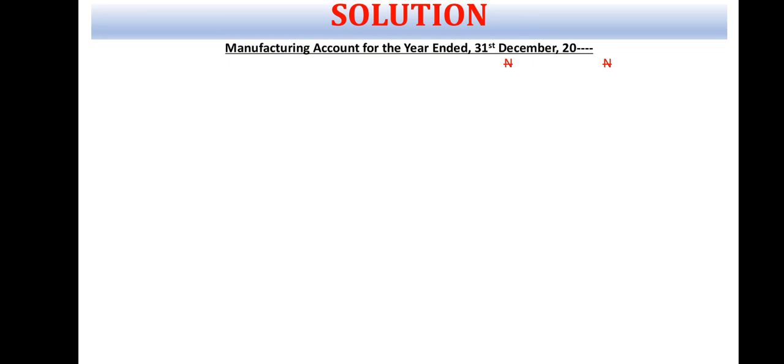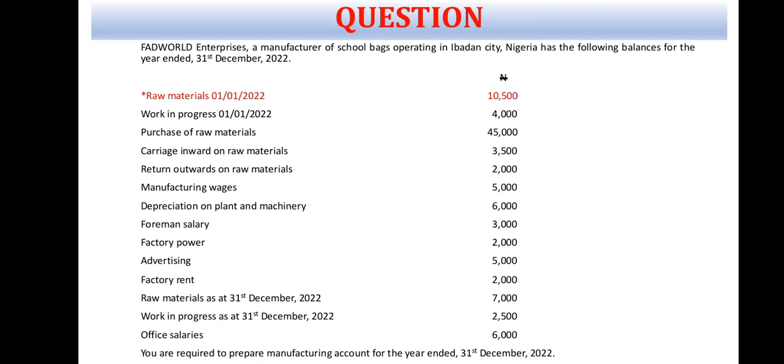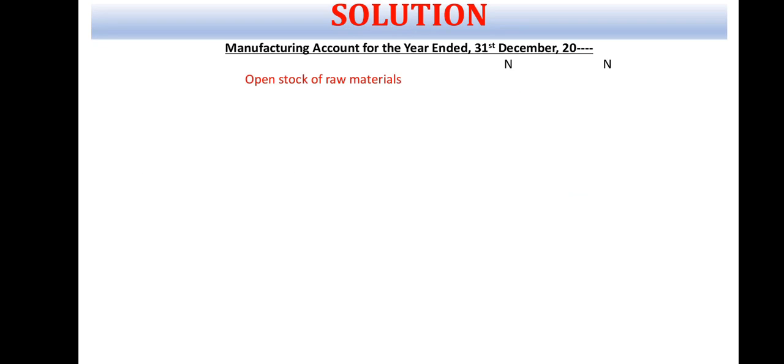Let's go to the question. So we have opening stock. We were given raw materials as at what? 1st of January 2022, which is 10,500 naira. So we have our opening stock, 10,500 naira.